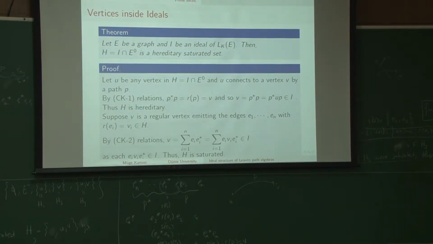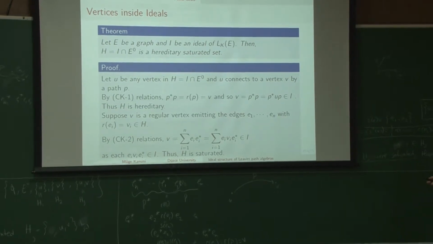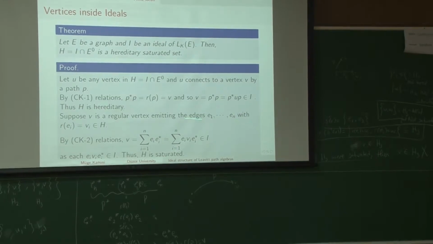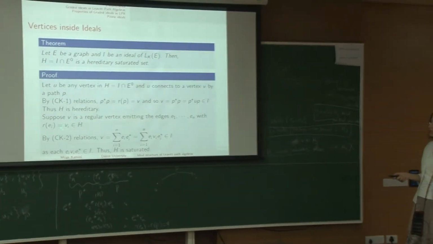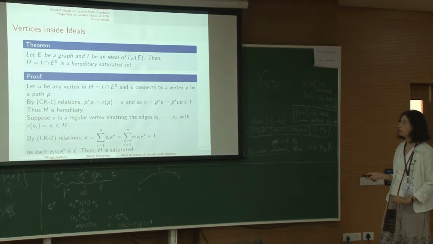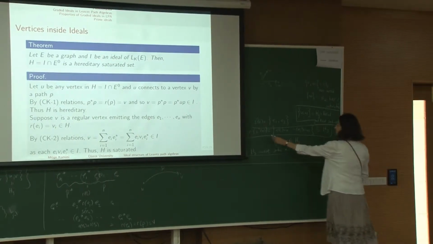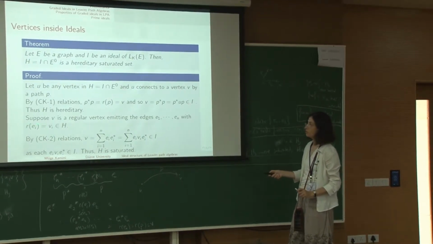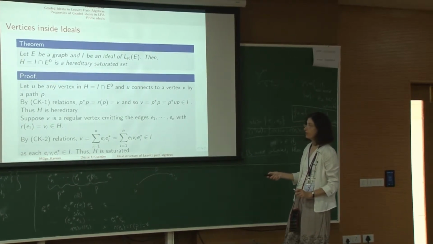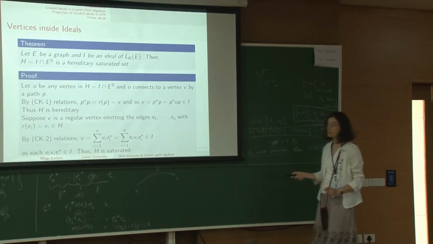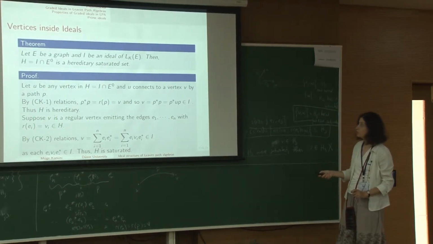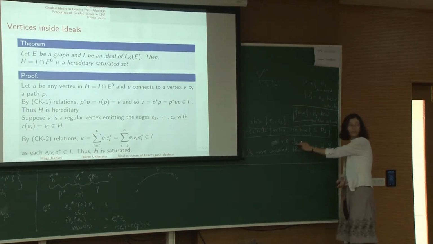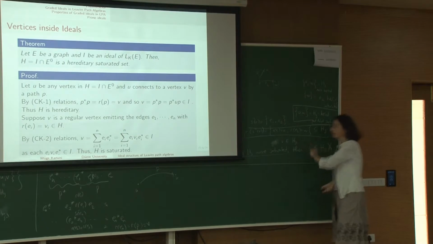Now, to prove it's saturated, I'll need CK2. V is a regular vertex, assume it emits n edges, and all of them have ranges V_i, and all of them are in H. Recall, that was the condition. So the ranges of all the edges in s inverse of V are in H. So that's the condition. If this is satisfied, I have to show you that V is an element in H. V is in H. Okay?